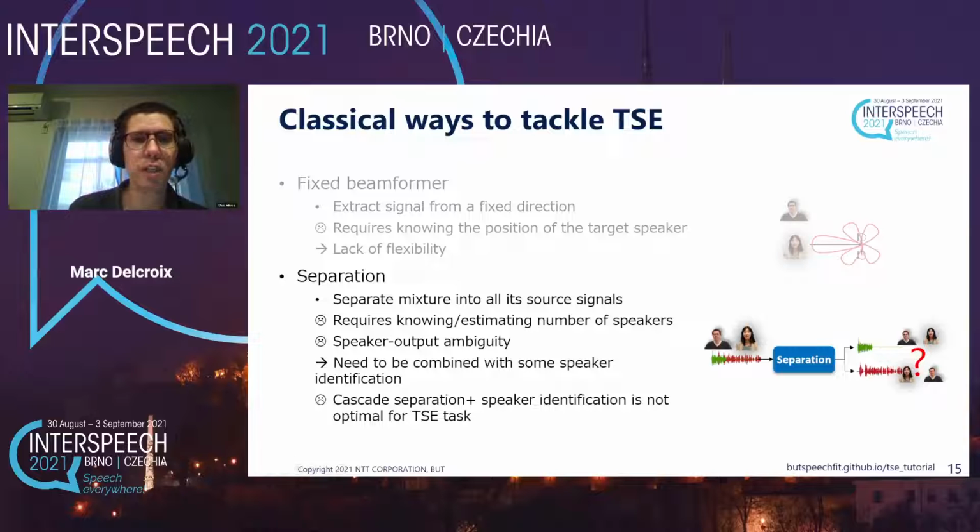So if we want to realize target speech extraction with separation, we need to combine separation with another module that will identify the target speaker among the separated source signals. And if we do that, we use a cascade connection of separation and speaker identification, which may not be optimal for the target speech extraction task.